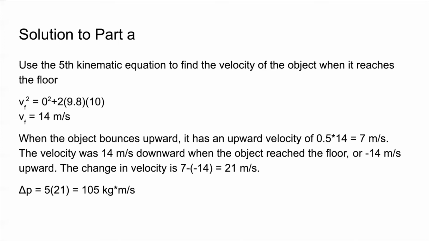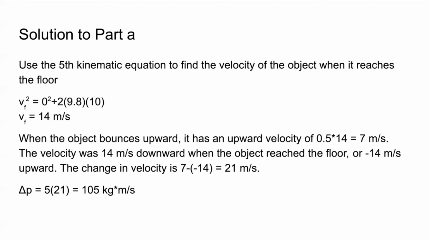And solving for Vf, you'll get that it is 14 meters per second. So when the object bounces upward, it will have an upward velocity of 50% of 14, which is 7. And the velocity was originally 14 meters per second downward when the object reached the floor. And you have to keep the direction consistent.